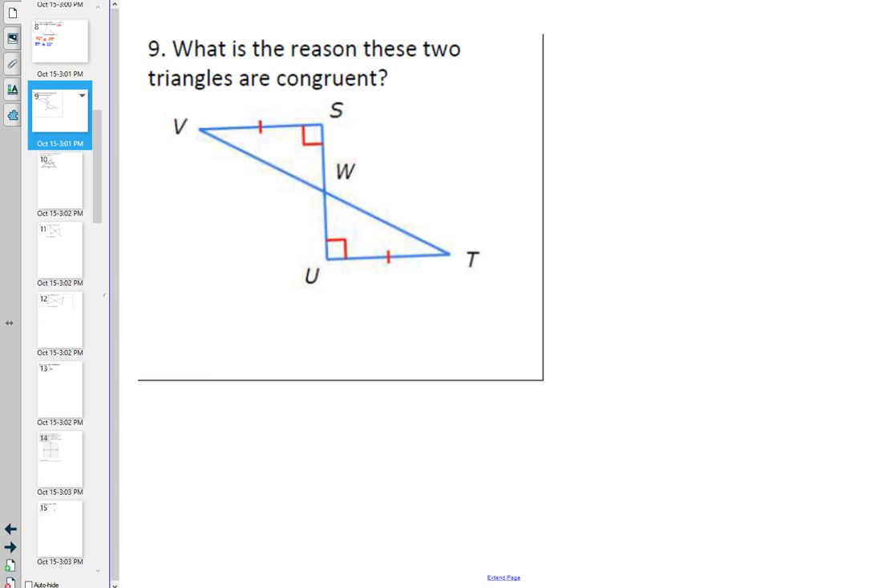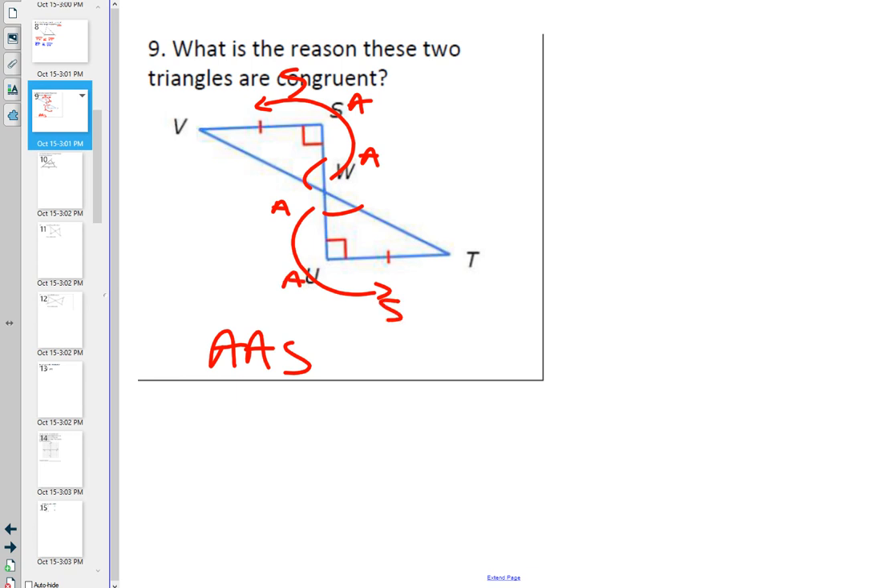Go ahead, Scotty. Vertical angles. So this angle has to be the same as this angle here because of the vertical. So this would be angle, angle, side if you go in order. Sometimes you might see that as side, angle, angle. Same thing.